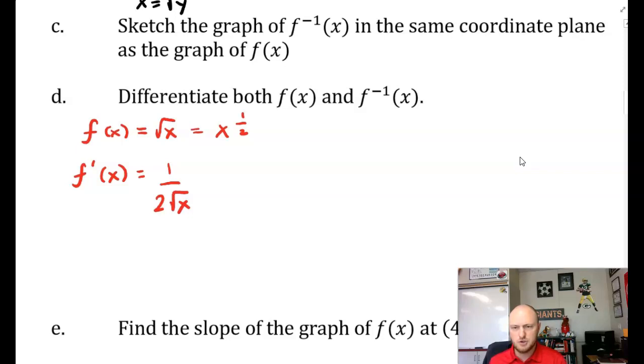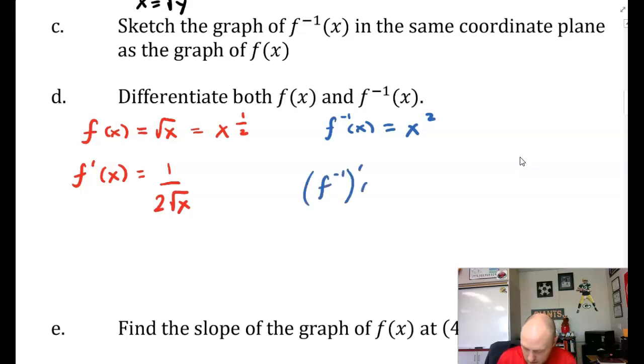There's our derivative. Okay, so I went ahead and differentiated it, and now I'm also going to differentiate f inverse of x, which is x squared. That one is a little less cumbersome. The derivative of x squared is 2x.